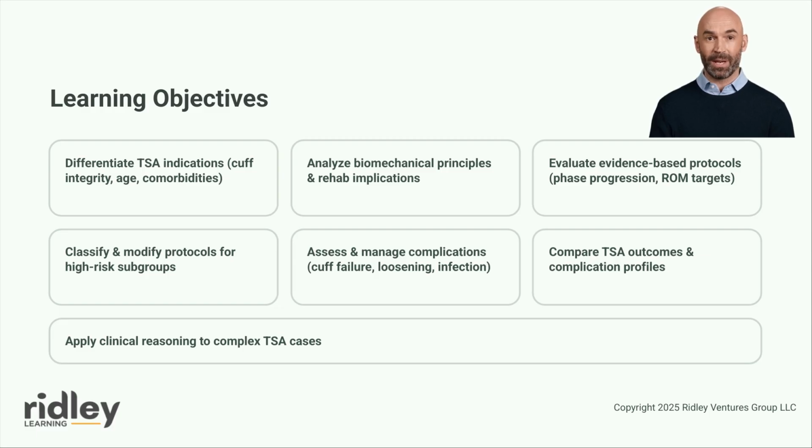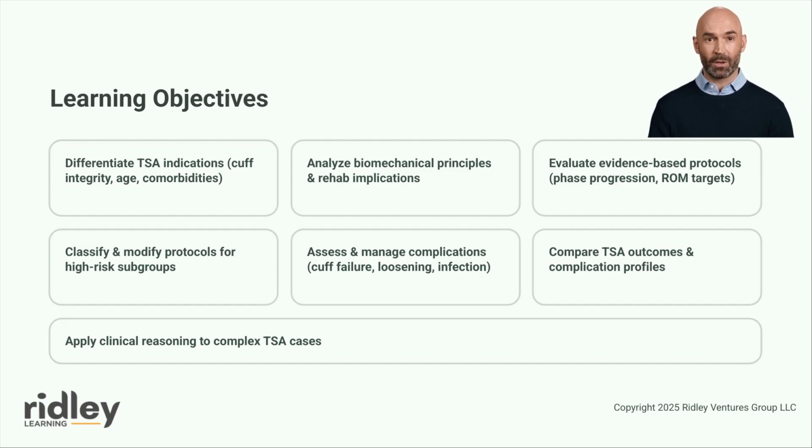You'll analyze the biomechanical principles underlying glenoid lateralization, humeral lateralization, and tendon transfer techniques and their implications for postoperative rehabilitation progression and functional outcomes. You'll evaluate evidence-based rehabilitation protocols for anatomic and reverse total shoulder arthroplasty, including phase-specific criteria for progression, range of motion targets, and strengthening guidelines according to current American Society of Shoulder and Elbow Therapists consensus standards.